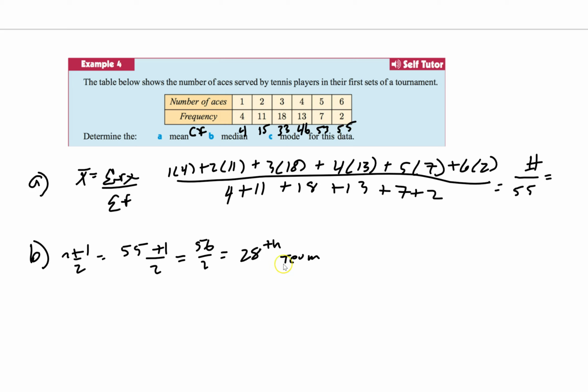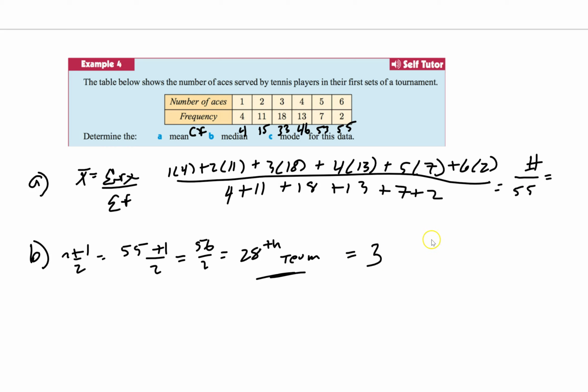Now again, I'm looking for the 28th term. So think about it this way. Once you're done with all the 1s, you have 4 numbers. Sorry, once you're done with all the 2s, you have 15 numbers total. Once you're done with all the 3s, you have 33 numbers. So the 28th term must fall right there at 3.